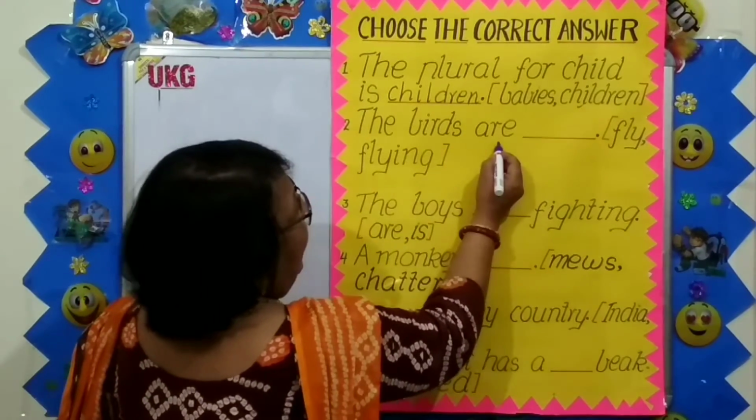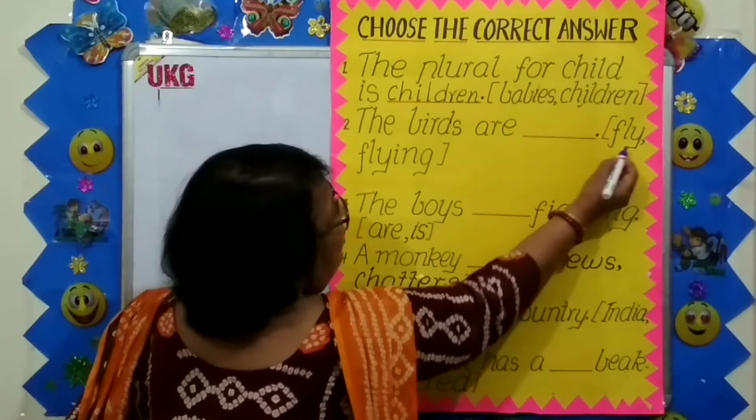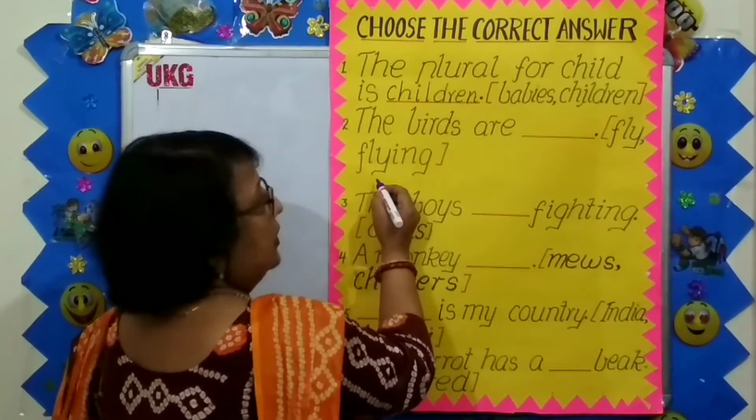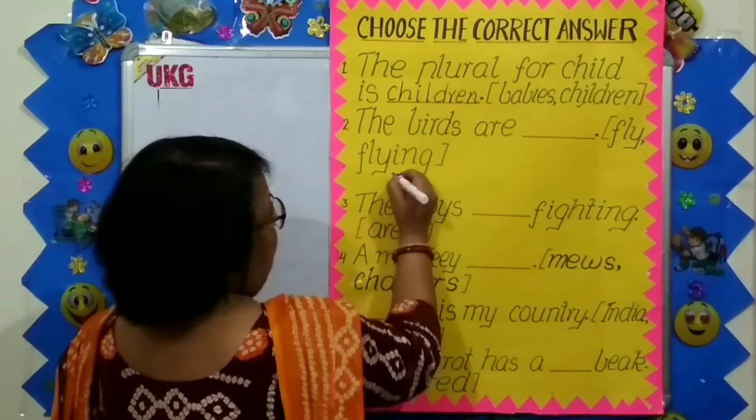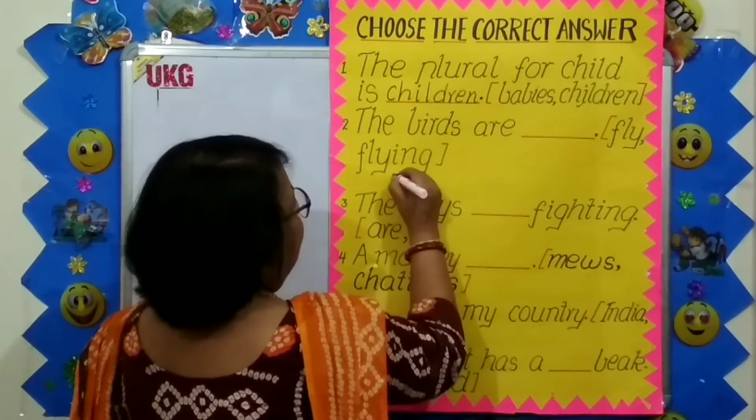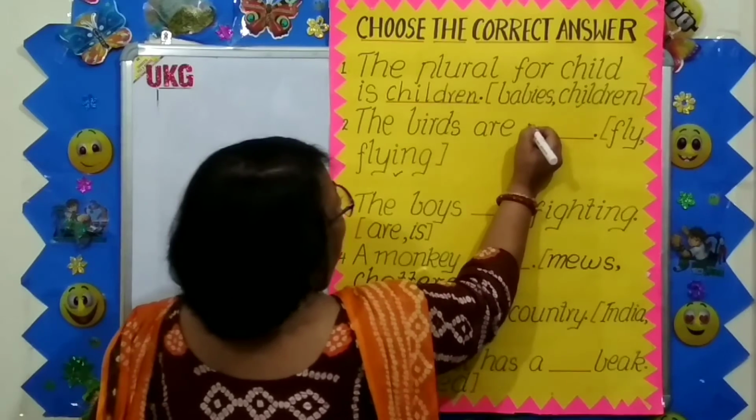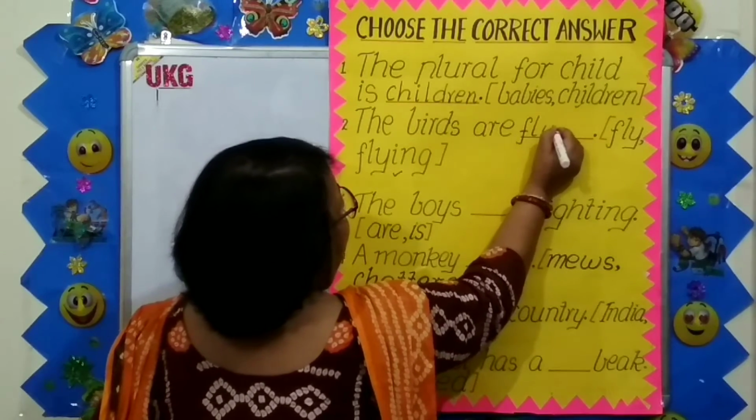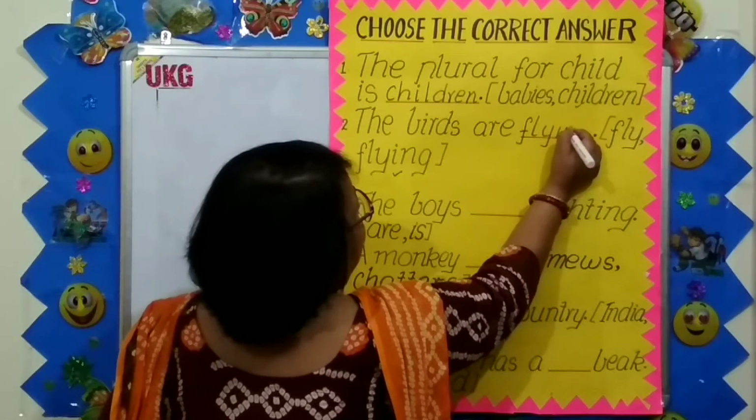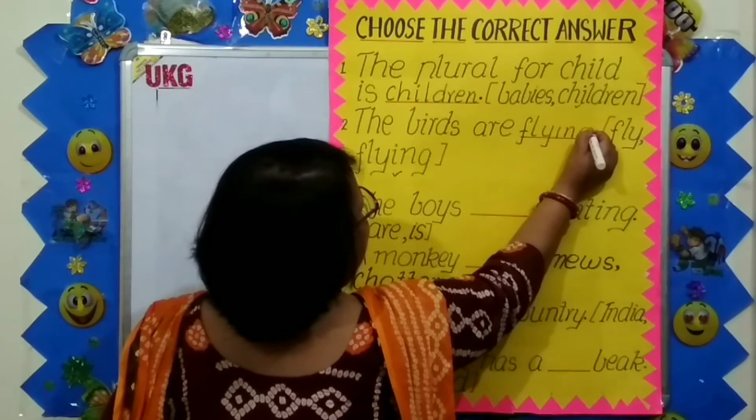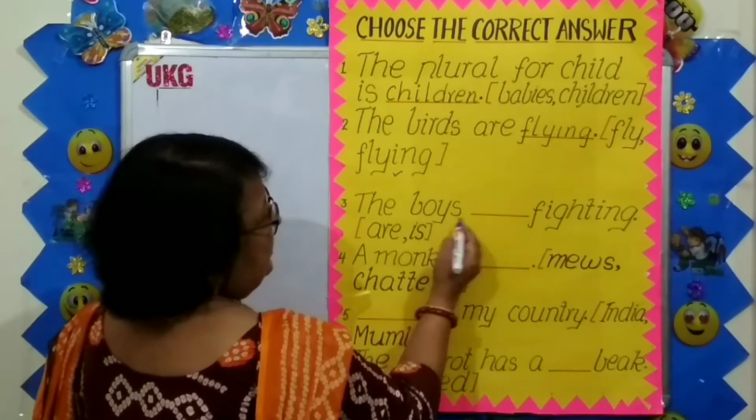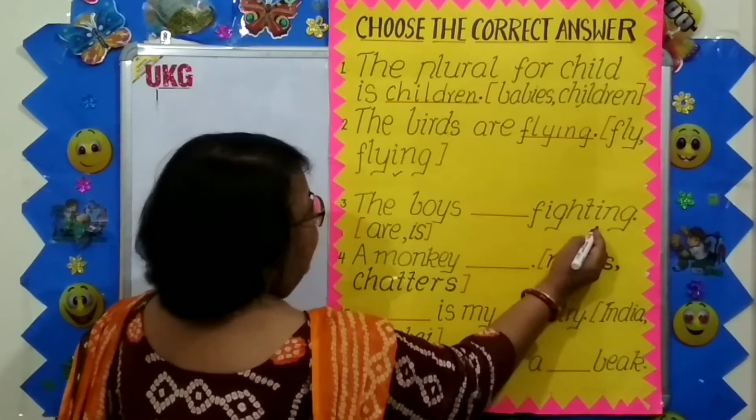Now, number two. The birds are dash. Look within the brackets. Fly and flying. Which is the correct word? The birds are flying. So, F-L-Y-I-N-G. Flying.